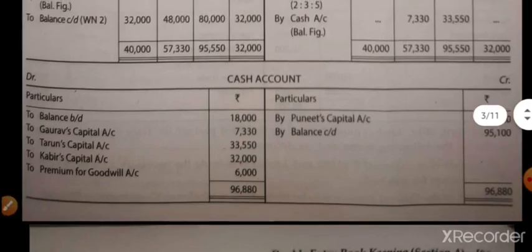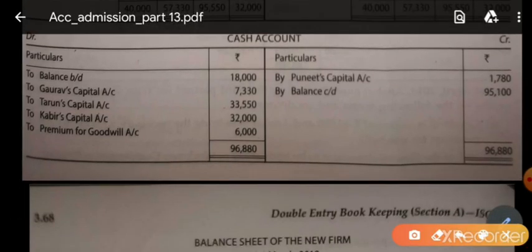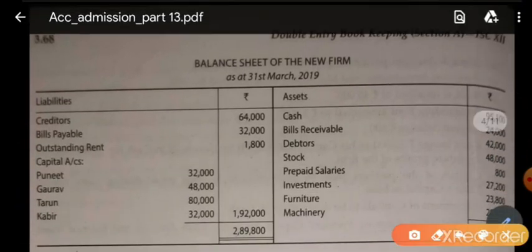So you can see the cash account has also been prepared to help you understand this calculation. Already 18,000 was the balance, plus four amounts are added. You can see the debit side, and only one amount has been subtracted, that is 1,780. So the final balance is 95,100. This will go to the new balance sheet, 95,100. You can see it is written here.